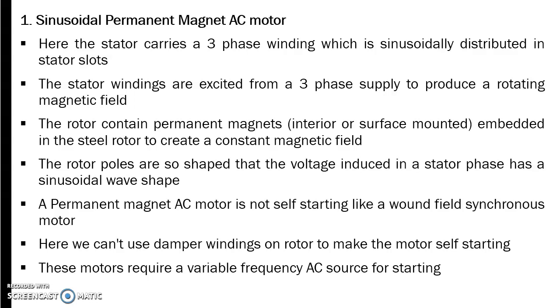So we can use a sinusoidal PWM inverter in case of a sinusoidal permanent magnet AC motor. That is a voltage source inverter that we already discussed in the induction motor drives also. The control, we can have a voltage control and a frequency control. So we can achieve V by F control if you are using a VSI fed permanent magnet synchronous motor.